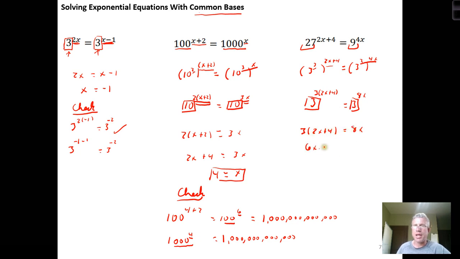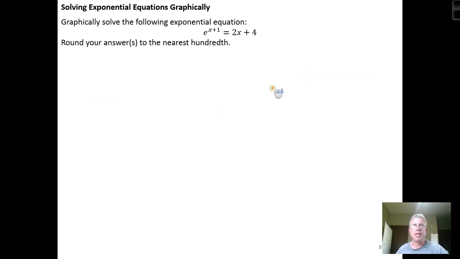So we get 6x plus 12 equaling 8x. Subtract 2x from both sides, and then divide both sides by 2, and we get x equal to 6. And again, we could plug that 6 in and check our work if we wanted to. So that's solving exponential equations with common bases.